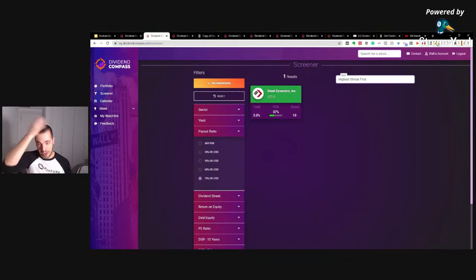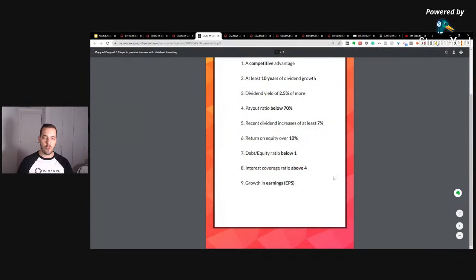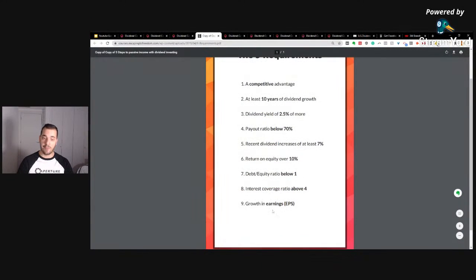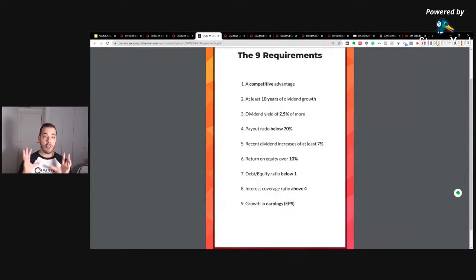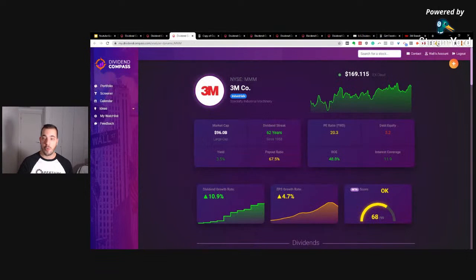That's why the 9 requirements. And again, I've not covered number 9, but I'll get to that in a second. These are a great starting point, but sometimes you're going to have to be a little bit more lenient, perhaps, if you really want to find opportunities, right? In the case of 3M, it wouldn't actually pass the 9 requirements because of its debt, but it passes everything else. And even the PE ratio, while it's not super cheap, it's not too bad.